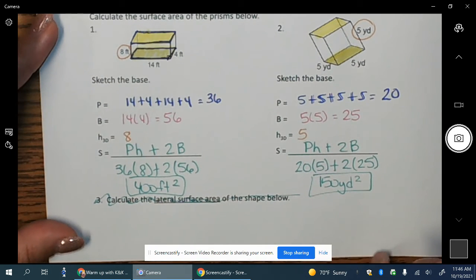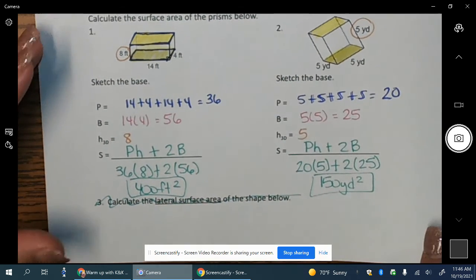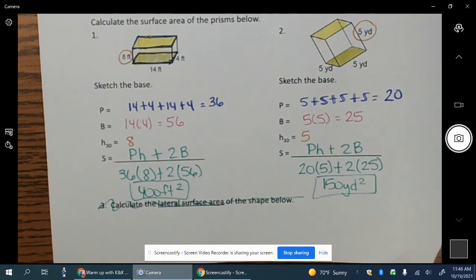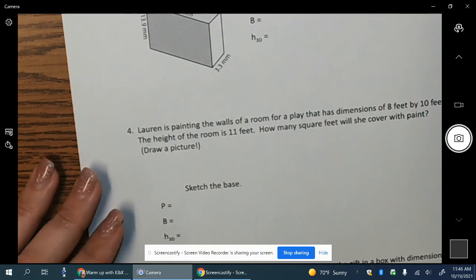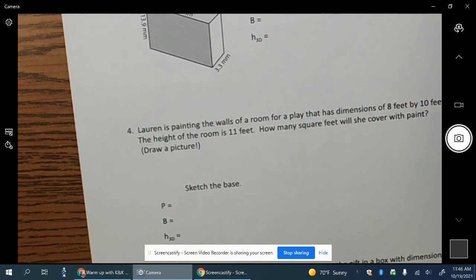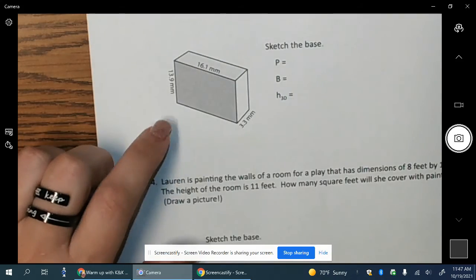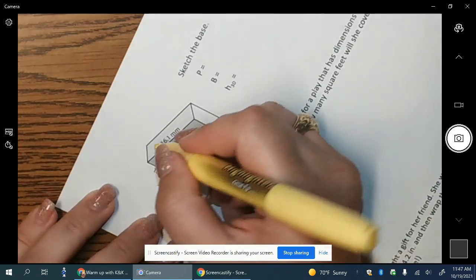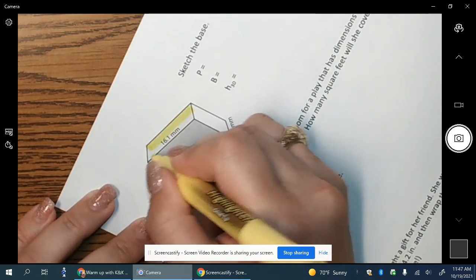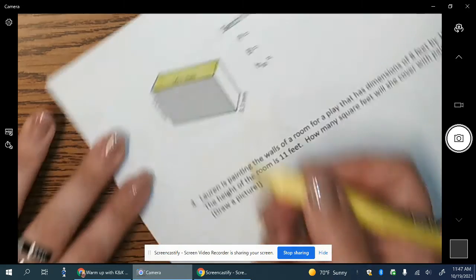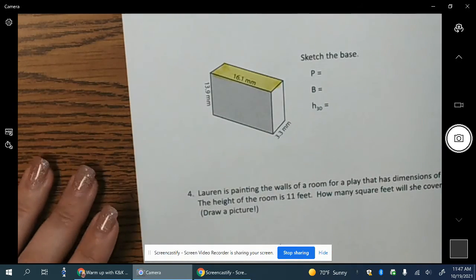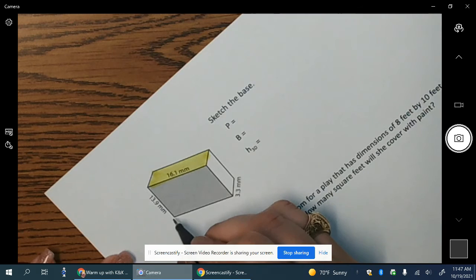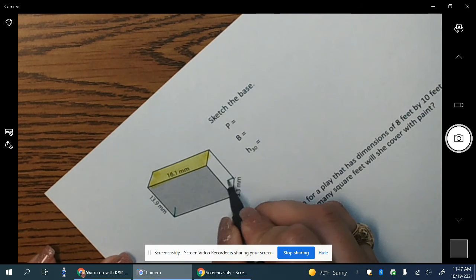Everybody okay on that? All right, on the back. First thing I want you to do is put your name on it. Shade the bases. Are we going to do 3? It should have scooted over. We're going to shade the top and the bottom. They did not draw in a bottom, but am I capable of drawing in the bottom? Yes. Okay.